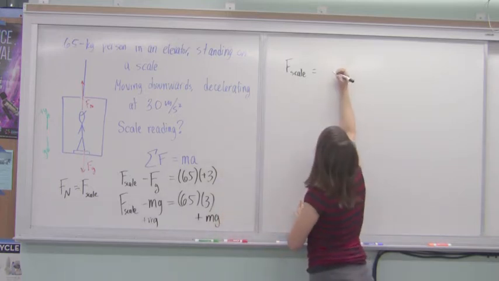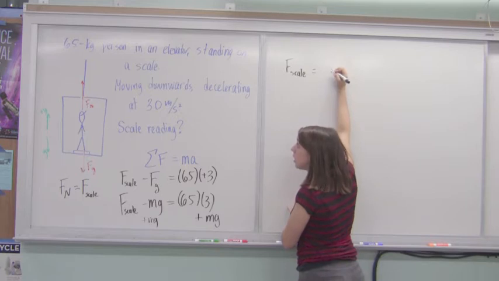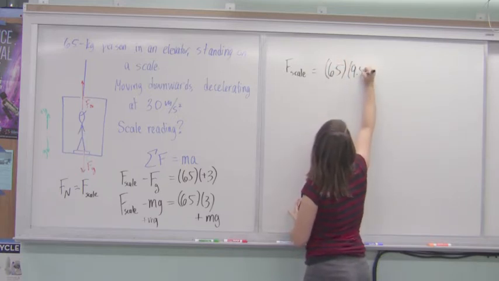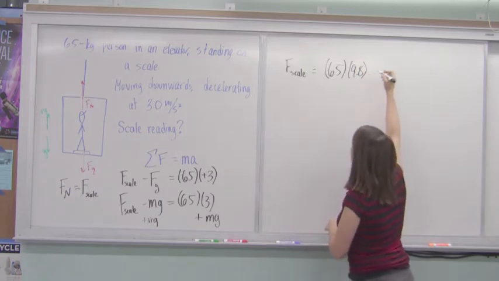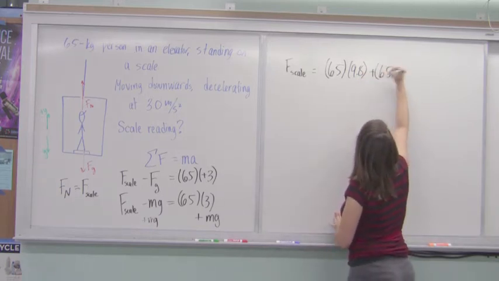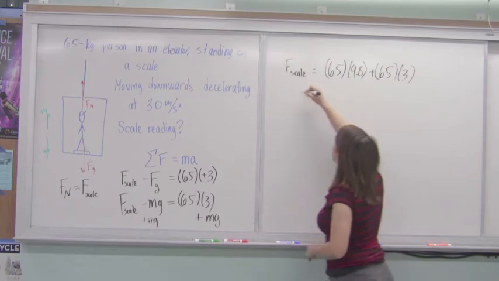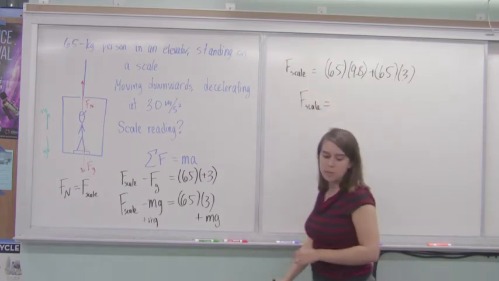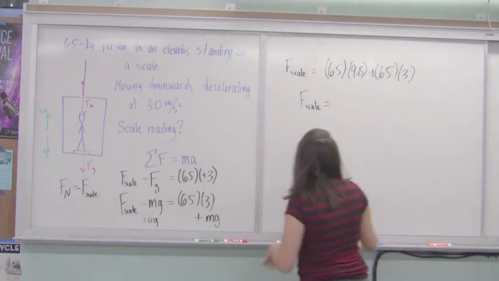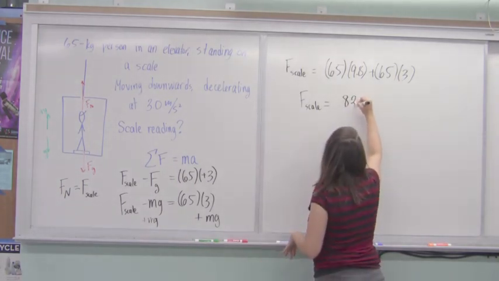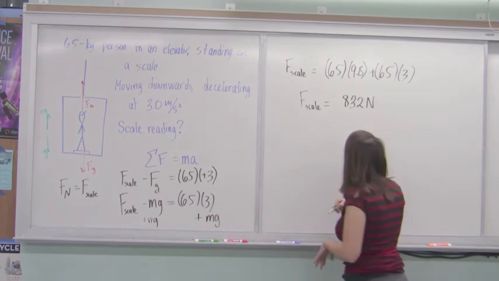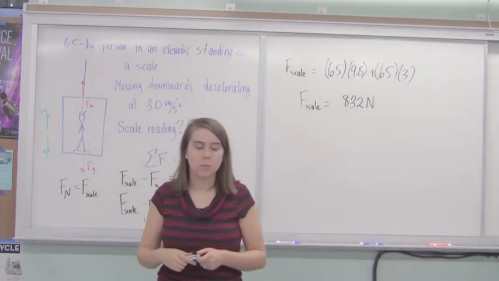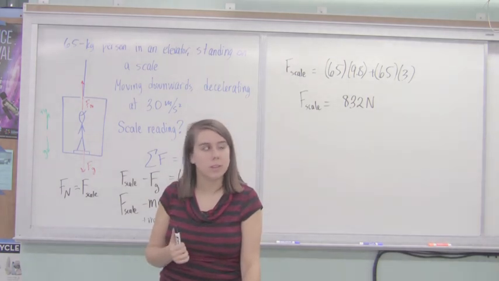Okay. So m times g would be 65 times 9.8. I'll go plus 65 times 3. And I end up getting that the force from the scale is 832 newtons. That's a pretty big force, but this is actually a pretty big acceleration. Well, most elevators wouldn't have you accelerating that fast.